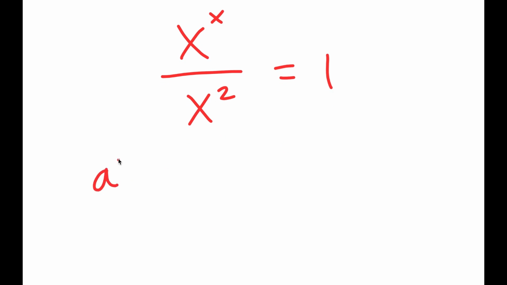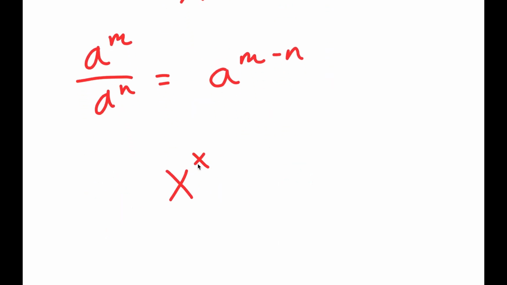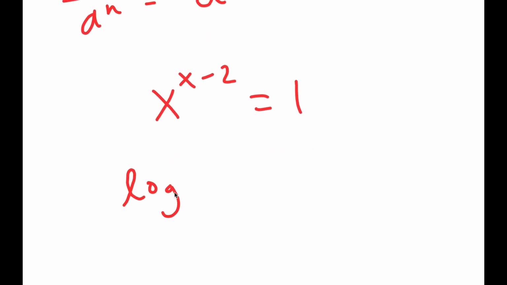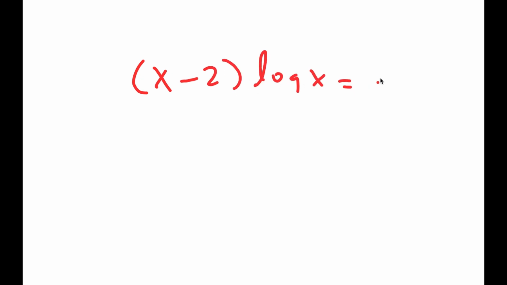Now I'm going to use the property a to the power of m over a to the power of n is equal to a to the power of m minus n. So this turns into x to the power of x minus 2 is equal to 1. Now I'm going to take the log on both sides, so I get log x to the power of x minus 2 is equal to log of 1. So this means that x minus 2 times log x is equal to 0.